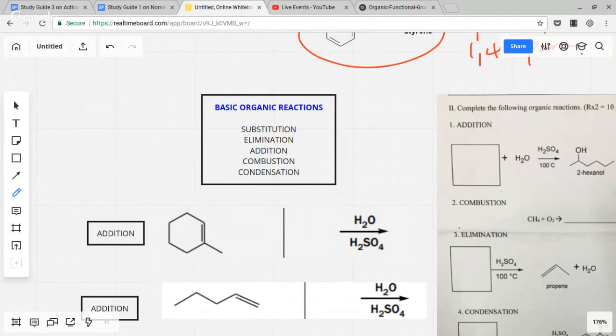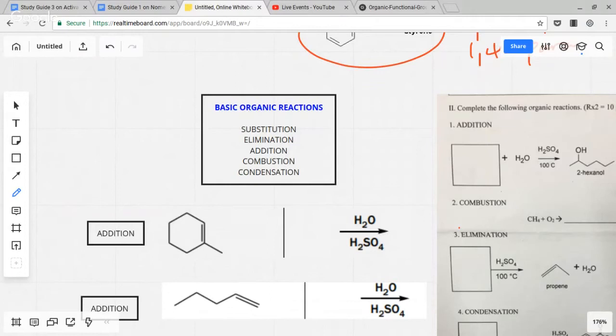So when you do the reverse of elimination, it becomes addition. And in addition again, you add, nothing gets out from the structure. And you got only one product. Combustion is the easiest you can remember because we assume that all combustion in this case is complete. So if you have complete combustion, that means you always have 2 products, carbon dioxide and water as water vapor gas. So carbon dioxide and water are 2 fixed products of your combustion reaction.